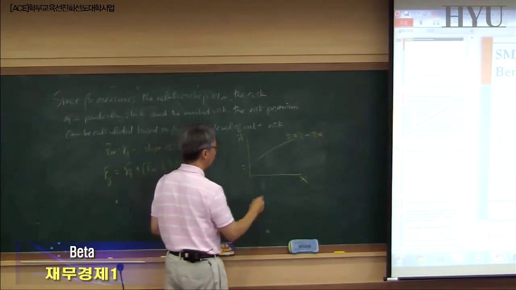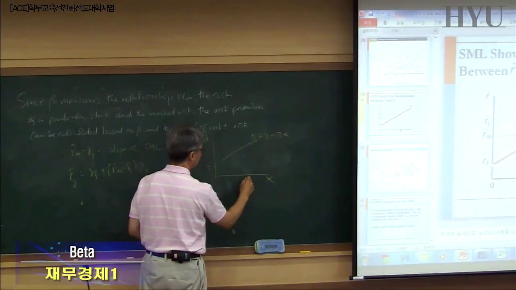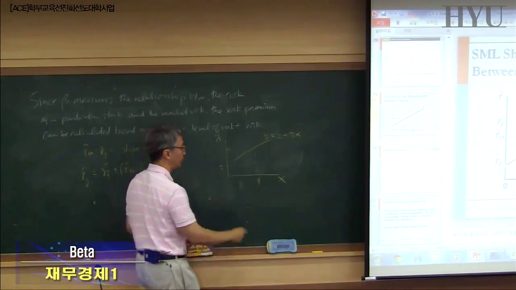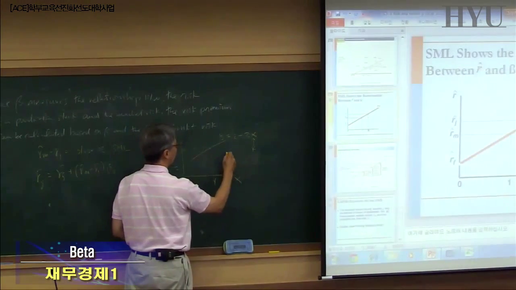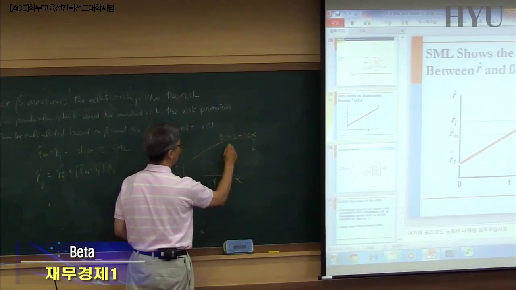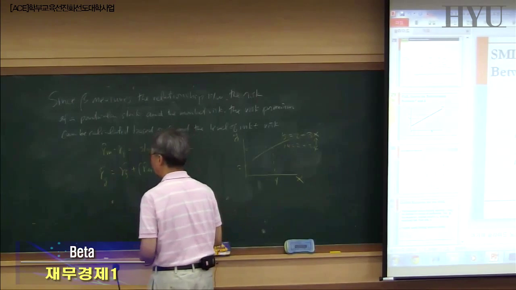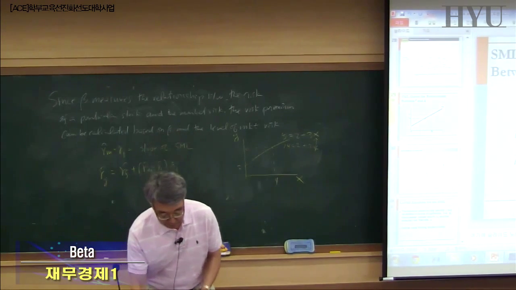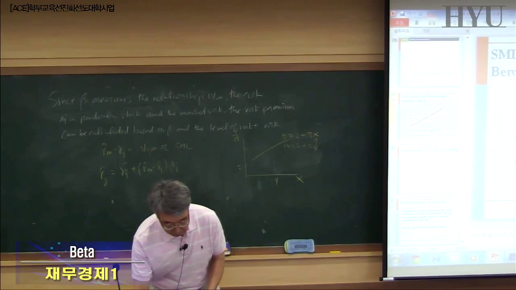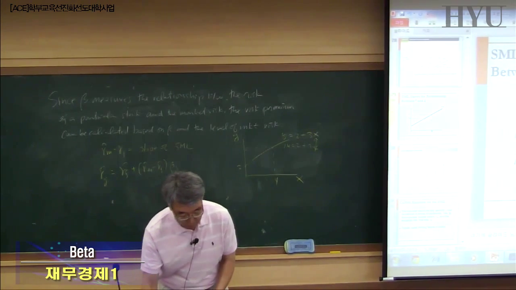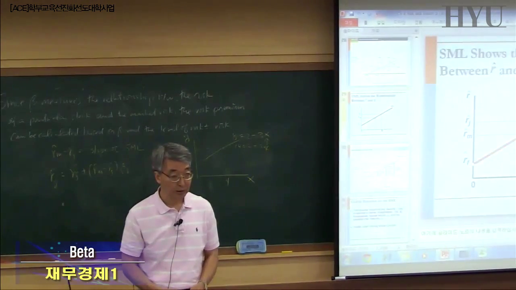Okay? Then if you have x value of 4, and you can find this out if you plug in 4 here, and the y should be what? 14, right? 2 plus 3 times 4. That's exactly what I'm doing here. So because the slope is Rm minus Rf, the Rj hat is simply Rf plus the slope times beta j. Okay? Does it make sense?